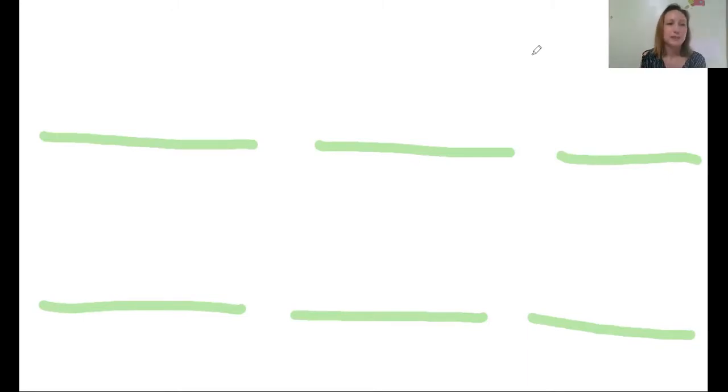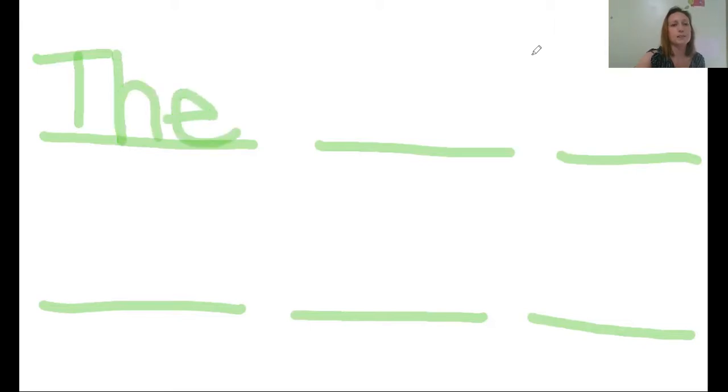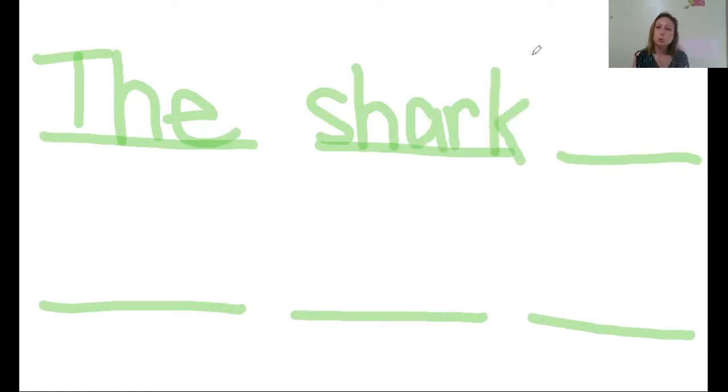So our sentence was the, uppercase T to start my sentence. We always use an uppercase letter. The, putting space between your words. Shark, sh, my SH digraph, 2 letters that make one sound. R. There's my R controlled vowel, my bossy R. K. And because it was not a short vowel, I used just the K.